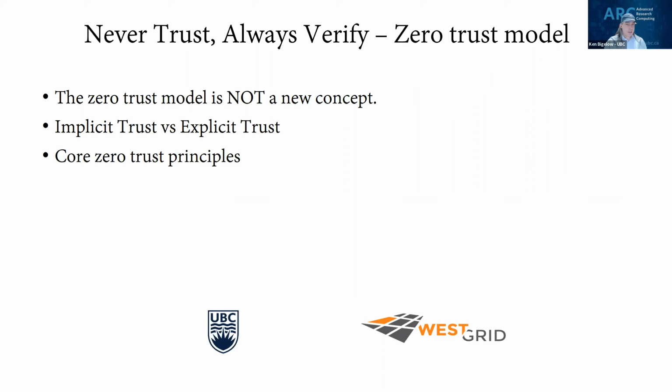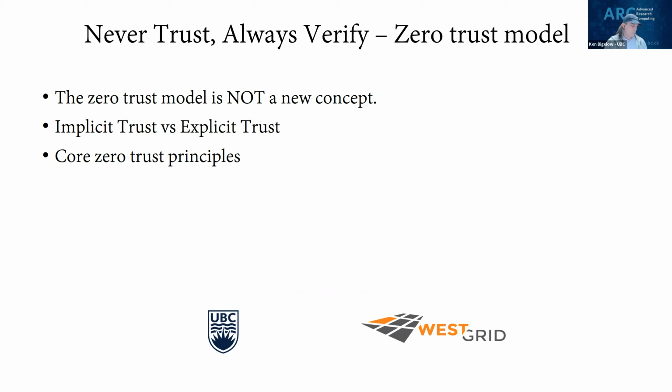And the difference between implicit trust and explicit trust: with implicit trust, anyone inside can access anything. Data can be used, copied, or moved anywhere. And it's static manual control. So it's always done by hand, and it's not automatic. And so implicit trust is not something that works with the Zero Trust model.